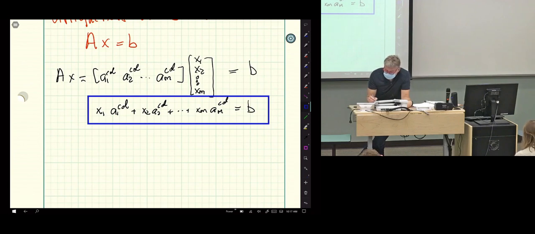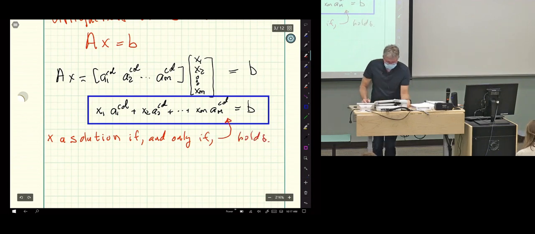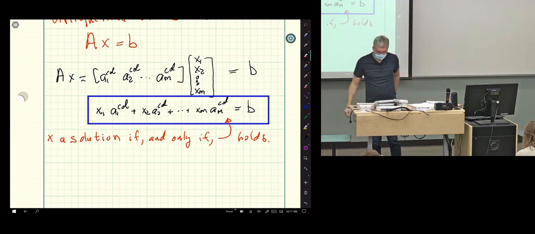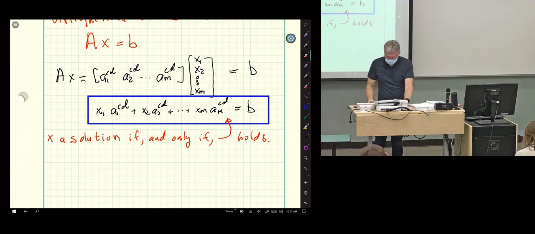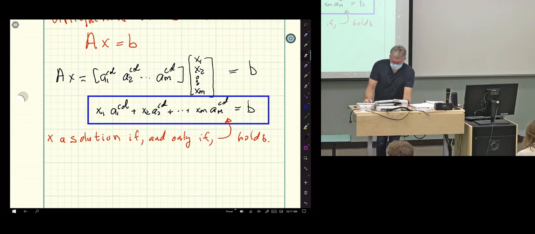That's what it means for X to be a solution. So X is a solution if and only if this holds. X being a solution means just numbers, 13, 27, minus pi, divided by square root of 11, etc. They're just numbers. So how can we see that the columns of A being linearly independent is equivalent to uniqueness, if there's a solution?